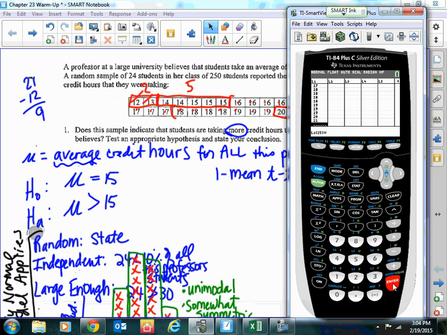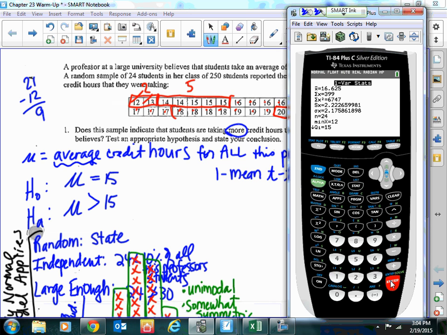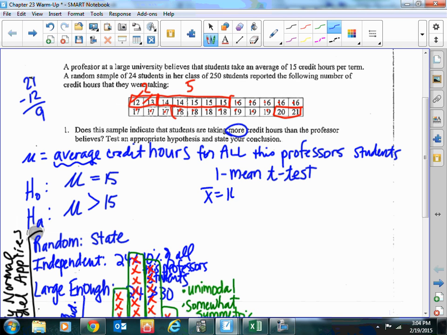Now that you have all that data in, you go to Stat over to Calc, One Variable Stats, and it defaults to List 1, and you hit enter. You see that your x-bar is 16.625. The standard deviation of the sample is 2.22.